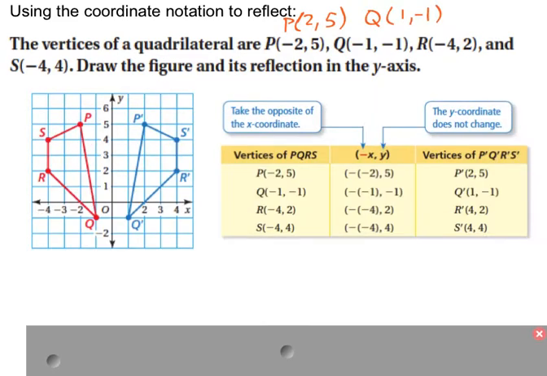It's been done down here in the table. You can see they use the rule of changing the sign for x and keeping y the same, and this gives these 4 new points. And over here you can see the picture of it.